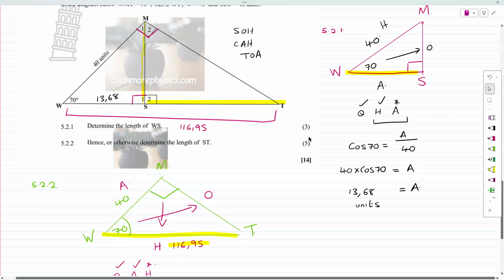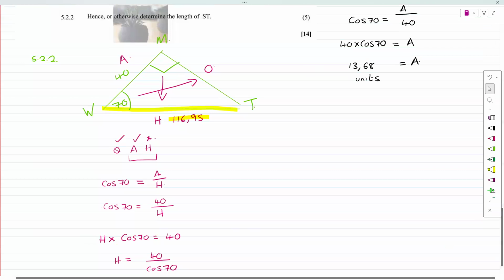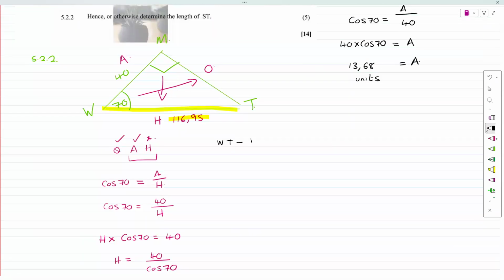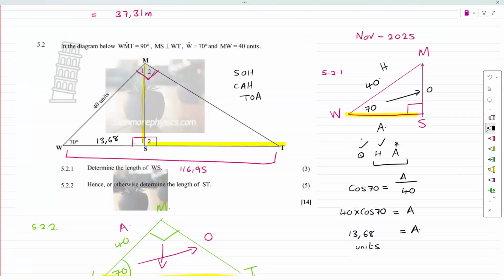So all we have to do is understand, listen, they only want a tiny part of this triangle. So I can say WT minus WS equals exactly what they want, ST. So I take 116.95 minus 13.68, and that gives me the tiny part of ST, which is 103.27 units. So this part is 103.27 units, and that should be the end of it.